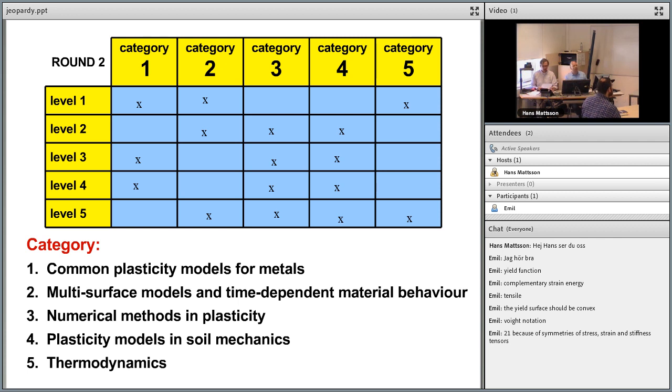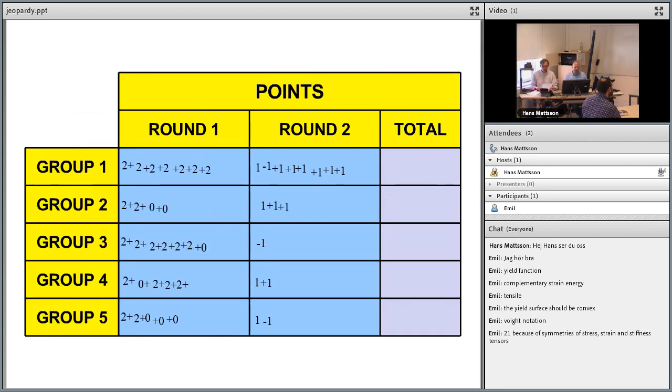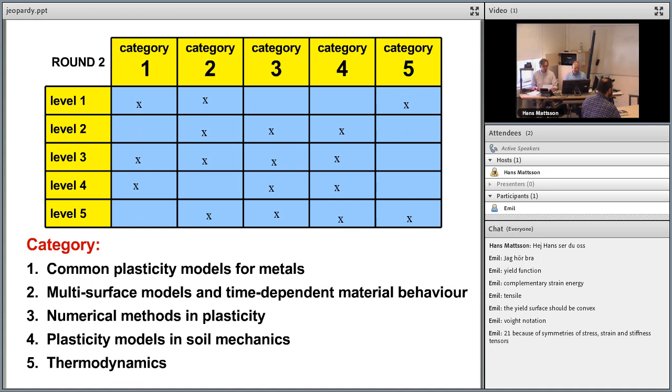Category 2, level 3. What determines the plastic modulus in bounding surface models? Correctly, the distance between the yield surface and the bounding surface. Okay. Group 1.